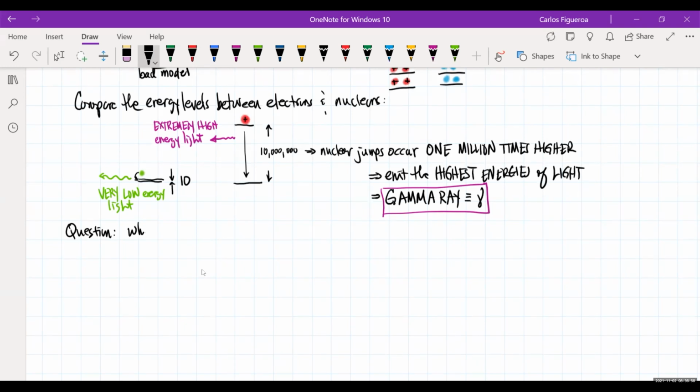So why do protons and neutrons not take part in chemical reactions? And the answer is, to have neutrons and protons be a part of any reaction, you need 1,000,000 times more energy.